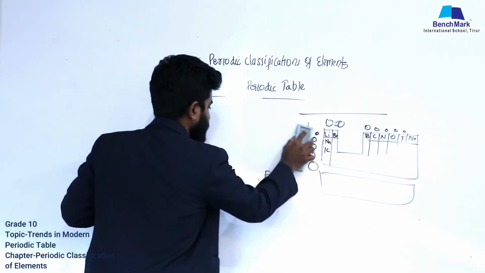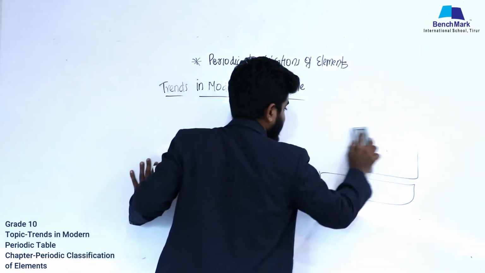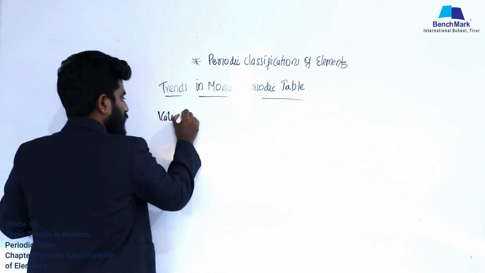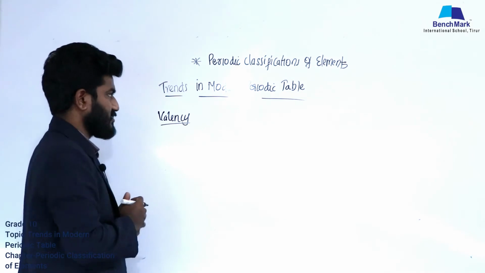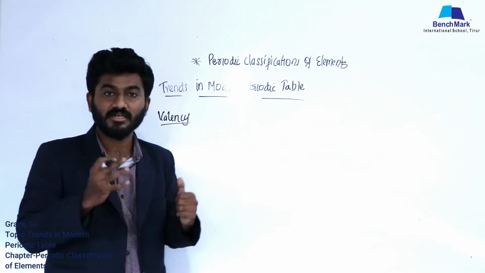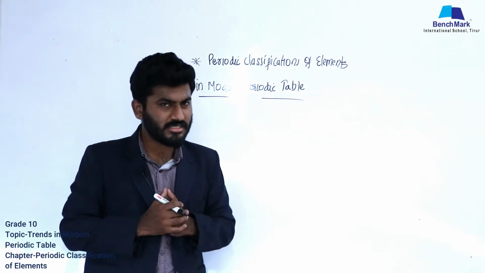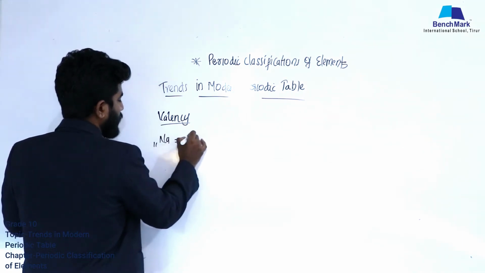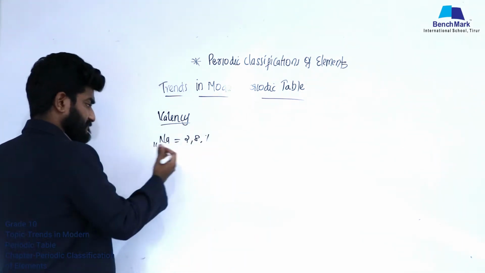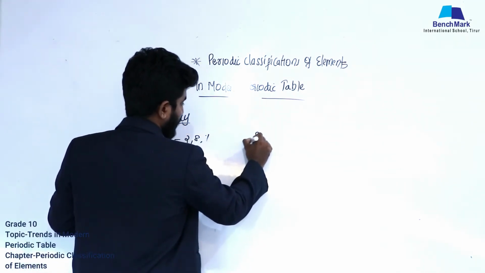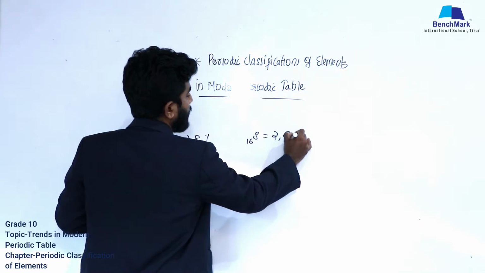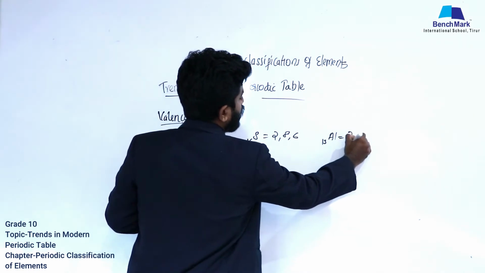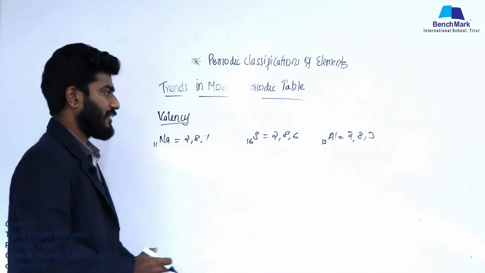Next, what happens to the valency? This is very important. How to find out the valency? Just recall the concept that we discussed in grade 10. The valency can be found out by a simple technique. Write the electronic configuration: Na is 2, 8, 1; here we have sulfur 2, 8, 6; and aluminum we have 2, 8, 3. How to find out the valency?